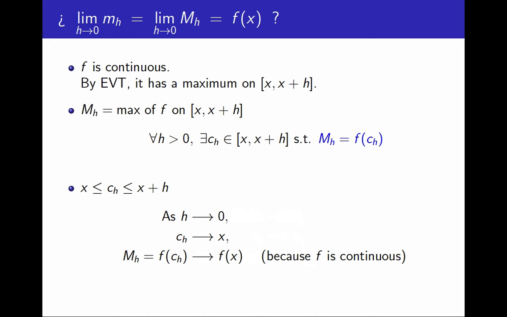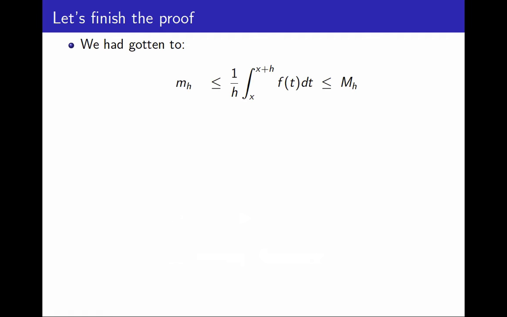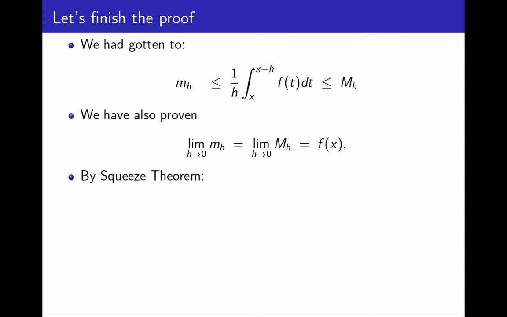And now if I put together what we have, we are pretty much done. So let's finish the proof. We had gotten to this expression. This function of h, 1 over h times the integral from x to x plus h of little f, is sandwiched between little m sub h and big M sub h. And little m sub h and big M sub h have the same limit as h approaches 0, which is f of x. Therefore, by the squeeze theorem, the function in the middle also has limit f of x. But that is exactly what we wanted to prove. And this completes the full proof of the first part of the fundamental theorem of calculus.